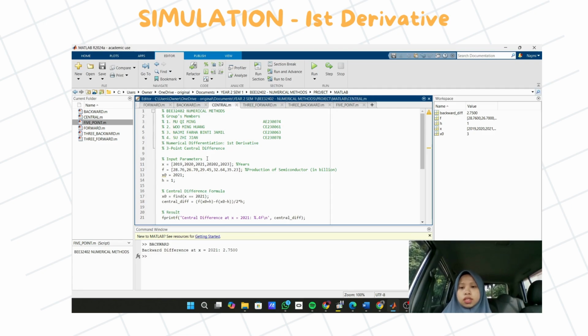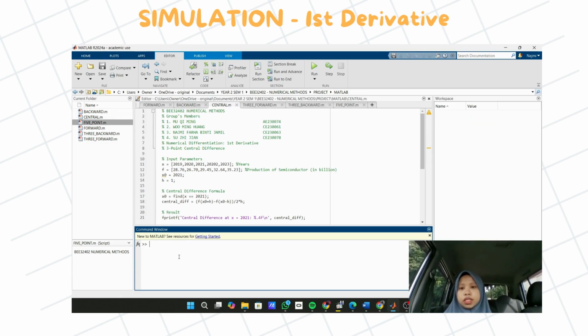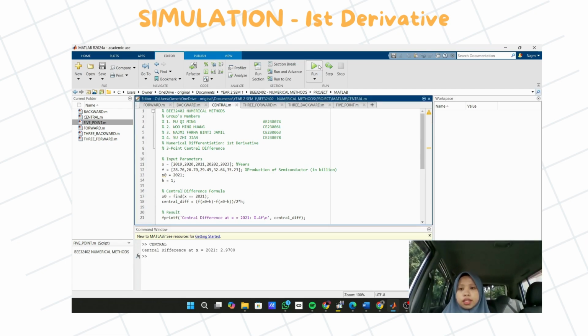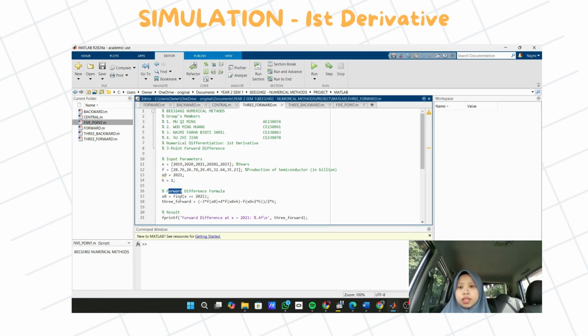The central one is also the same because we do not change anything for the input parameters, but we only change the central difference formula by using the formula given. Then we run it and obtain 2.9700 for the central difference at x equal to 2021. The next one would be the three-point forward difference. This is the equation, and we gain 3.4900.